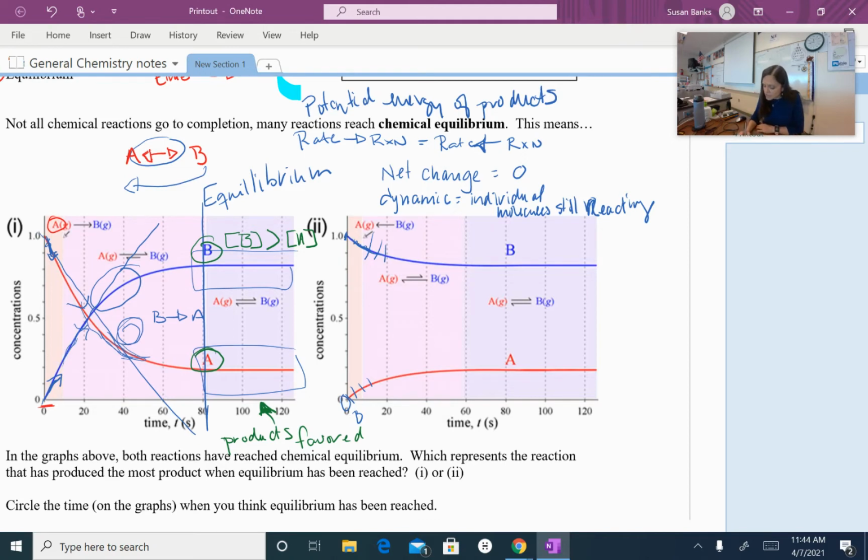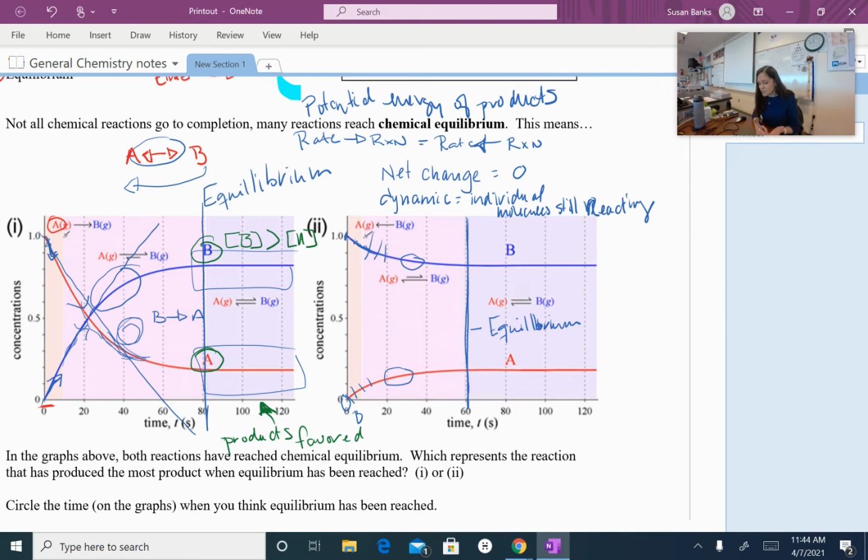And notice eventually we start flattening out. See that curve right here starting to flatten out? And we eventually do reach a flat line. Right about here is where we reach that flat line. So this is where equilibrium occurs. So right where those lines start to flatten out, that's where equilibrium occurs, okay?